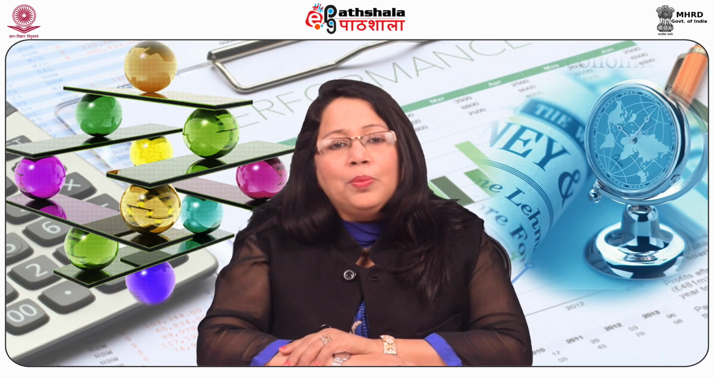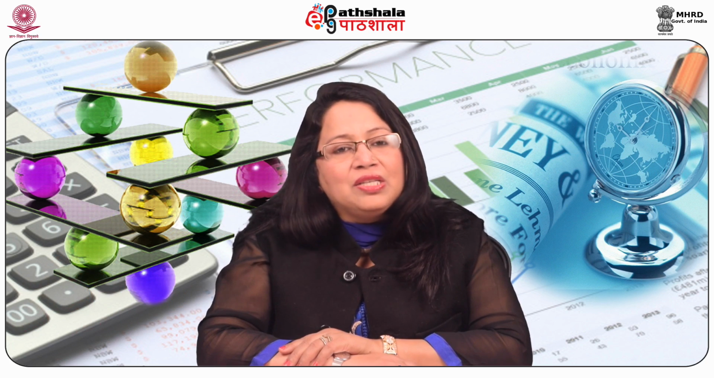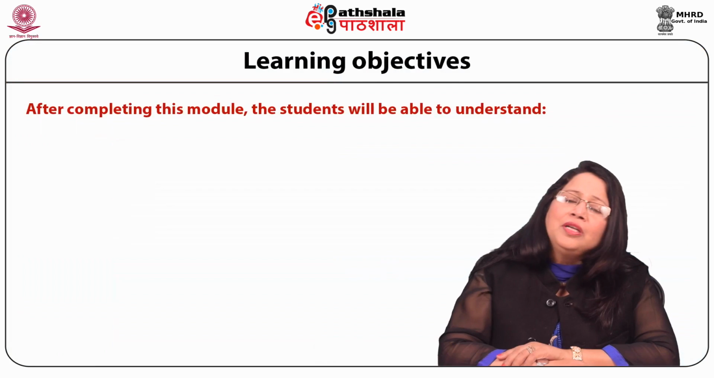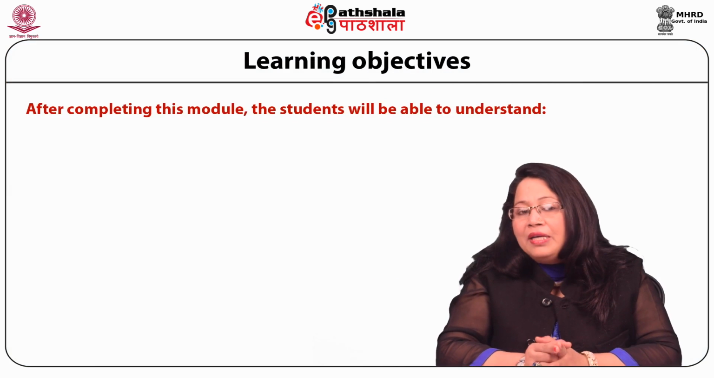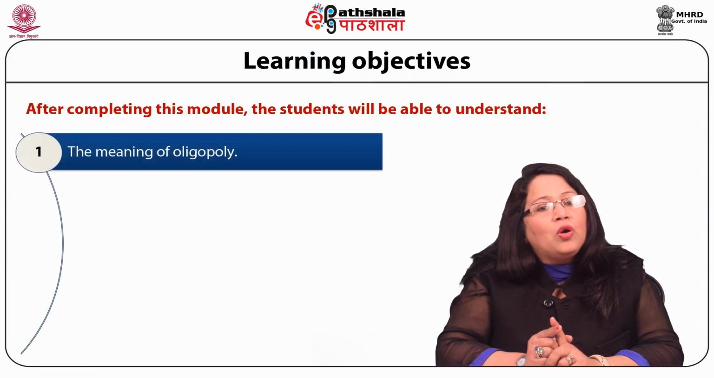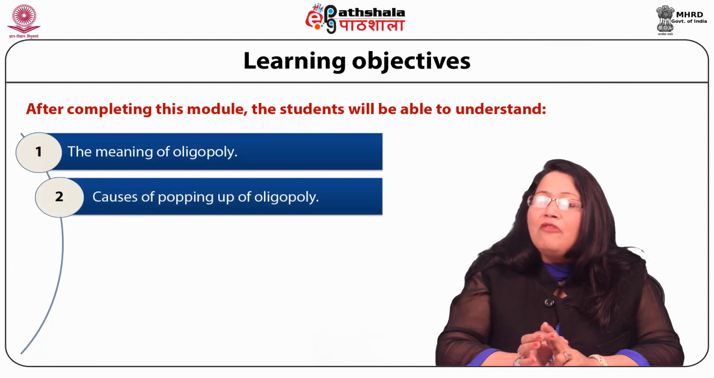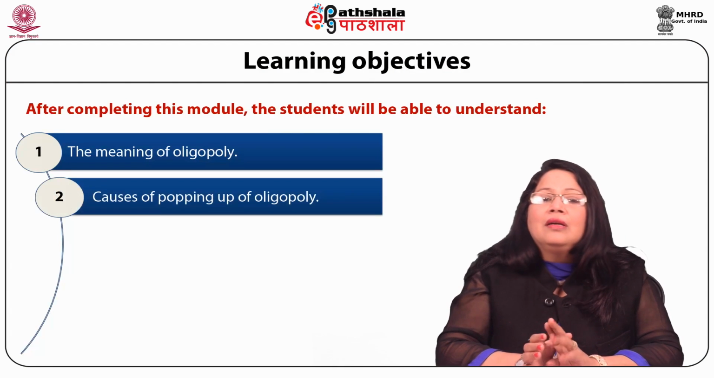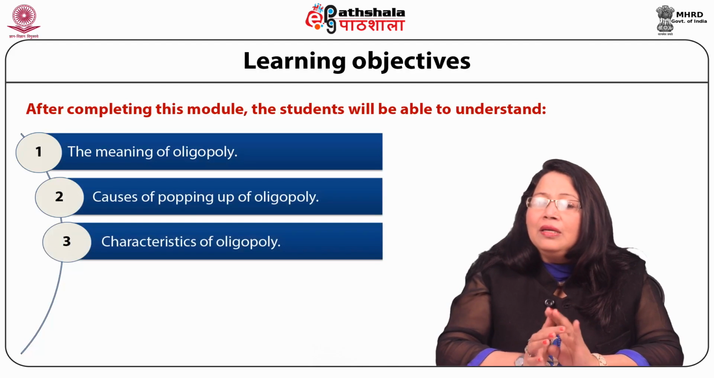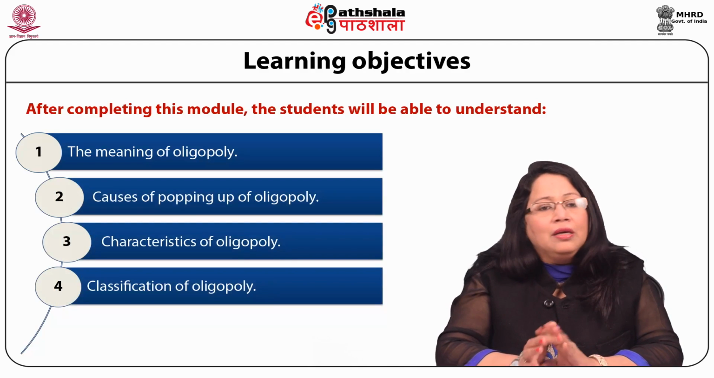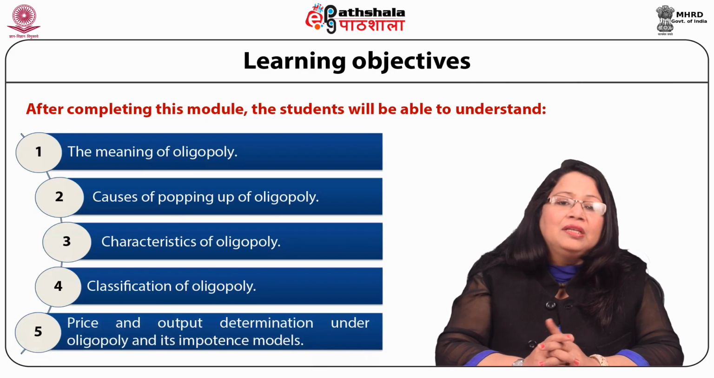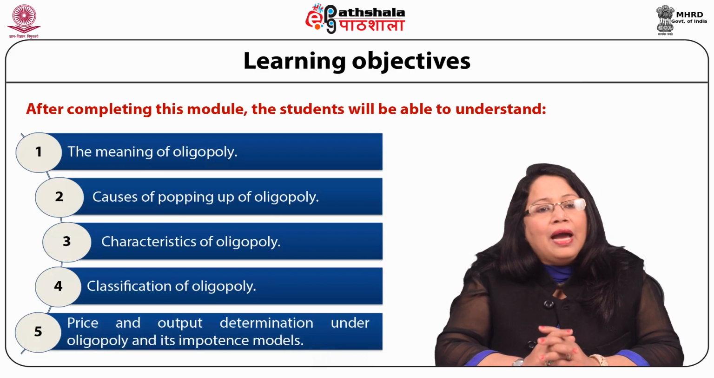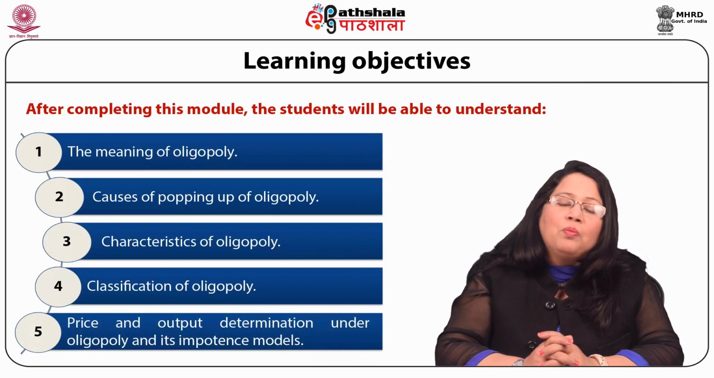Today we are going to talk on module Oligopoly under the paper Managerial Economics. After completing this module, the students will be able to understand the meaning of oligopoly, causes of popping up of oligopoly, characteristics of oligopoly, classification of oligopoly, and price and output determination under oligopoly and its important models.